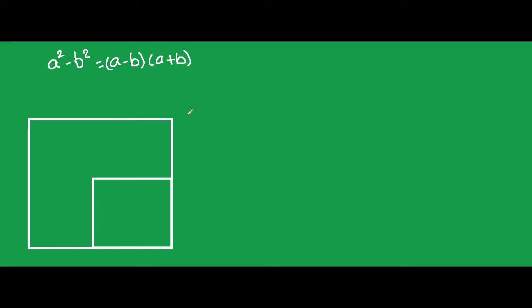we'll take two squares such that the length of the big square is a and the length of the small square is b. Then the area of the big square is a square and the area of the small square is b square.